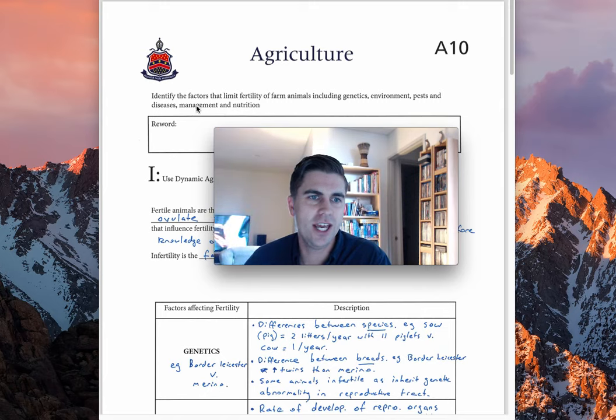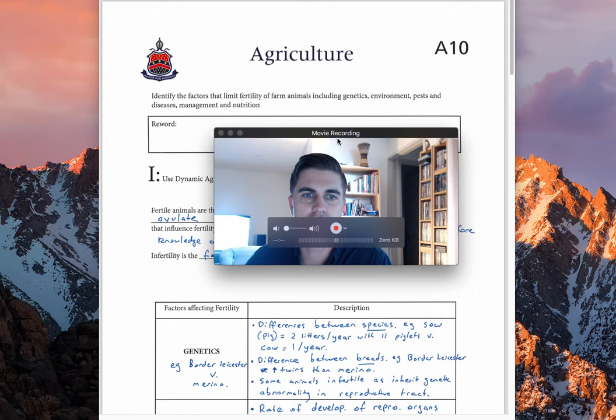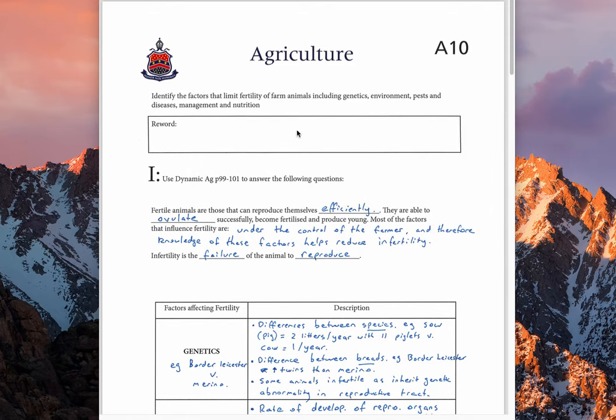So today we're looking at identifying the factors that limit fertility of farm animals, including genetics, environment, pests and diseases, management, and nutrition. Because it's an "including" dot point, we need to know all of these things. So we need to know how genetics can limit fertility, environment can limit fertility, pests and diseases can limit fertility, management, or what the farmer does, and nutrition and how they can limit fertility.